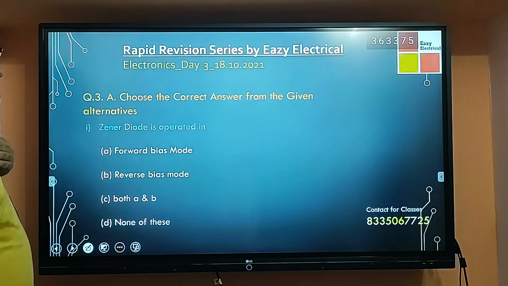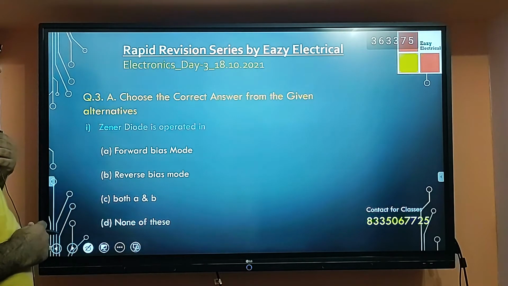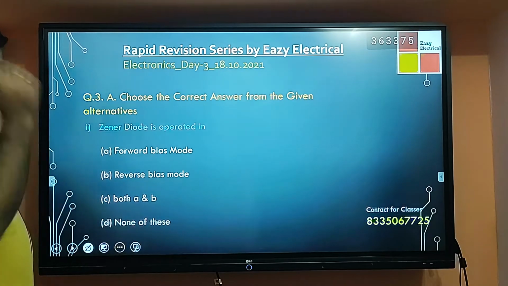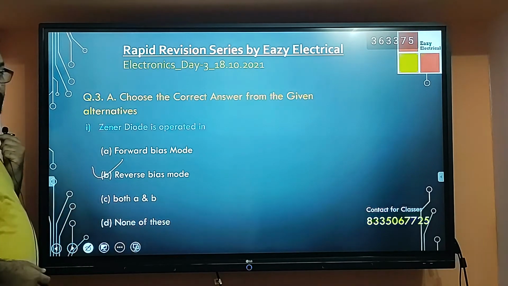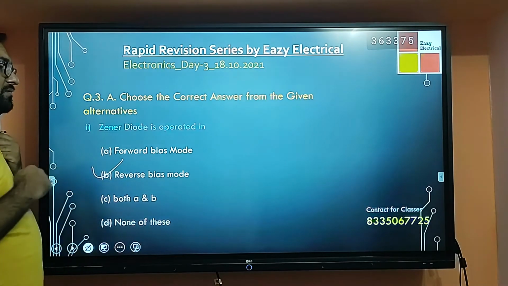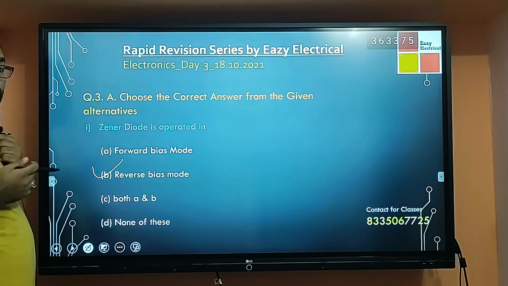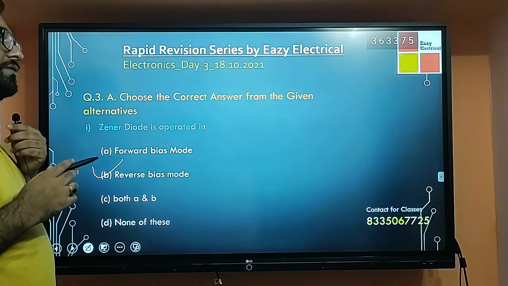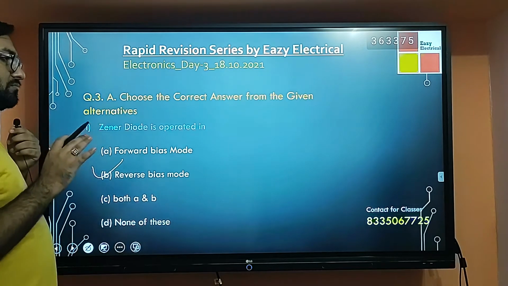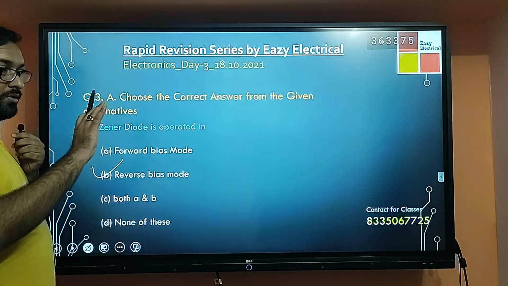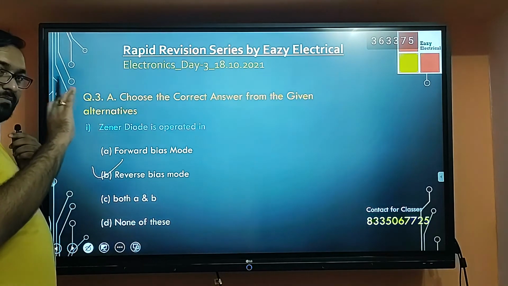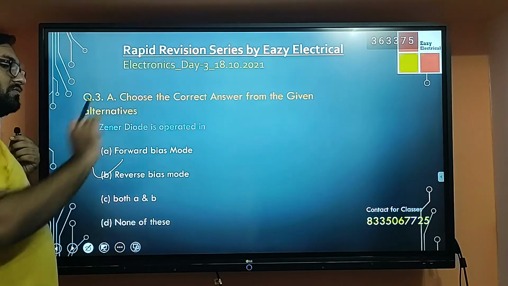Now coming to the next question. A Zener diode is always operated in reverse bias. A Zener diode is what we call a voltage regulator. Voltage regulator means whatever voltage rating you have connected across a Zener diode, the same amount of voltage will be available across the load.